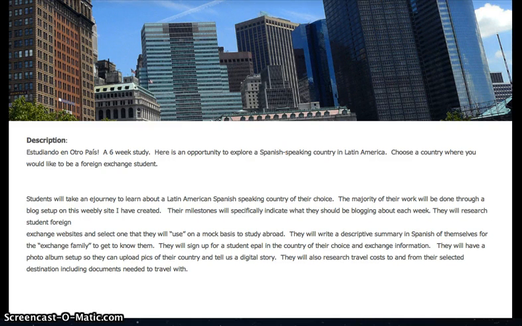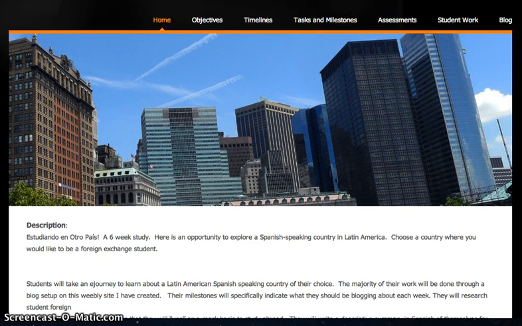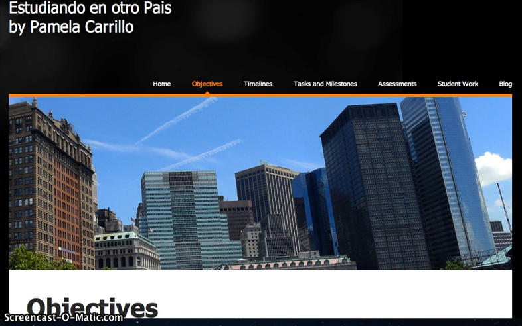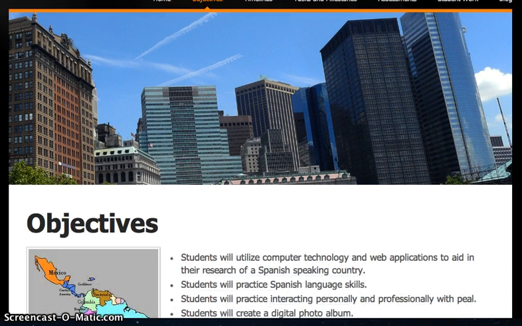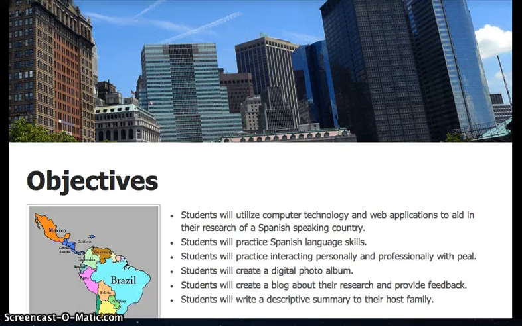Student will create a digital photo album to share with the class. Research will also be done on travel costs to and from the selected country, including any documents needed. Objectives are pretty clear. Students will be utilizing computer technology and web applications to aid in their research.